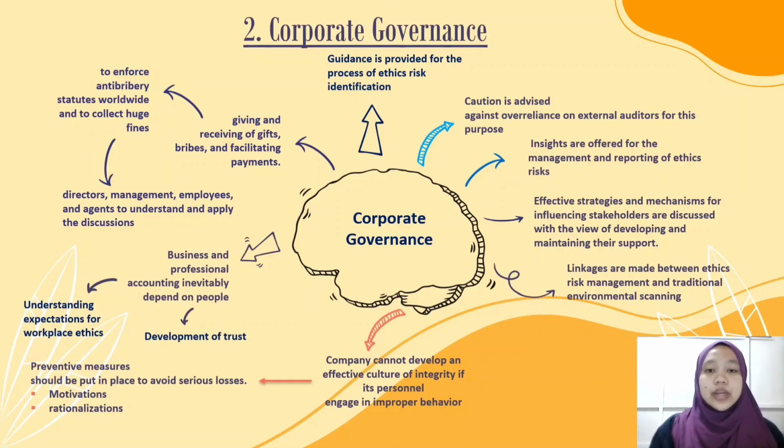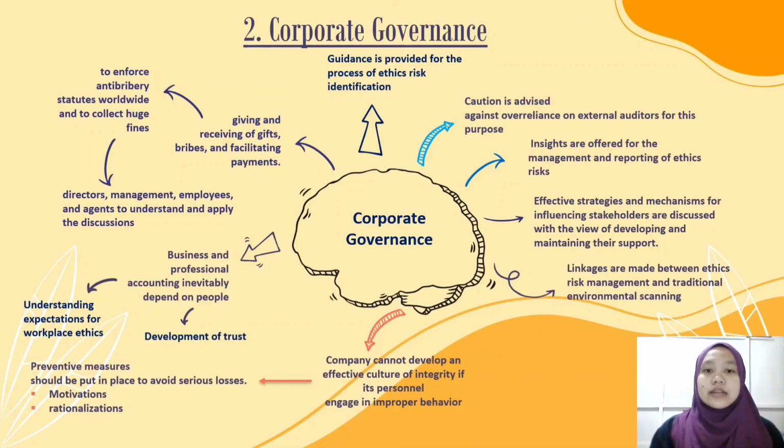Now we look at the second way to manage risk and opportunity, which is corporate governance. Under corporate governance, guidance is provided for the process of ethic risk identification, while caution is advised against over-reliance on external auditors for the process of ethic risk identification. And insights are offered for the management and reporting of ethic risk. Effective strategies and mechanisms for influencing stakeholders are discussed with the view of developing and maintaining their support. Linkages are made between ethic risk management and traditional environmental scanning.